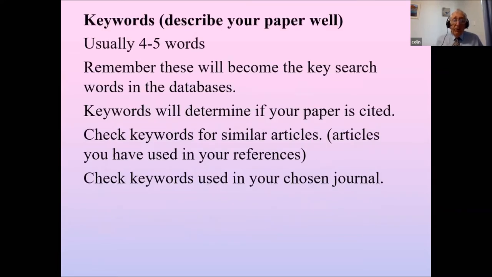We have keywords, usually 4 or 5 keywords that are associated with the topic of your paper. Now remember that these will become the key search words in the different databases. So the keywords will determine if your paper is cited or not. How do you find keywords? Well, you can find keywords for similar articles published in the literature, and you should look for the keywords that are published in the journal that you have chosen, because that indicates that your paper will fit with that journal.